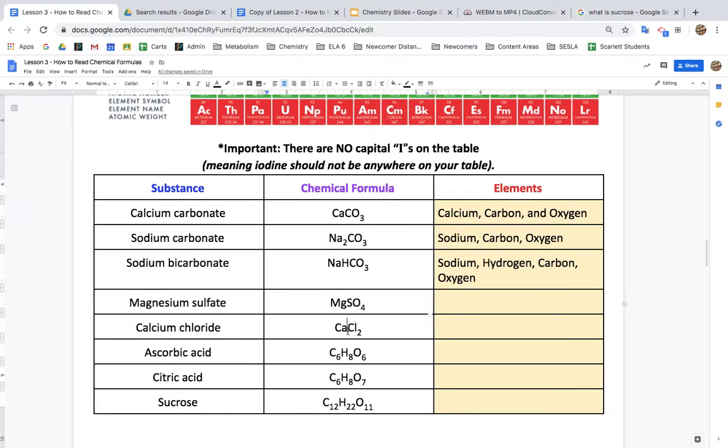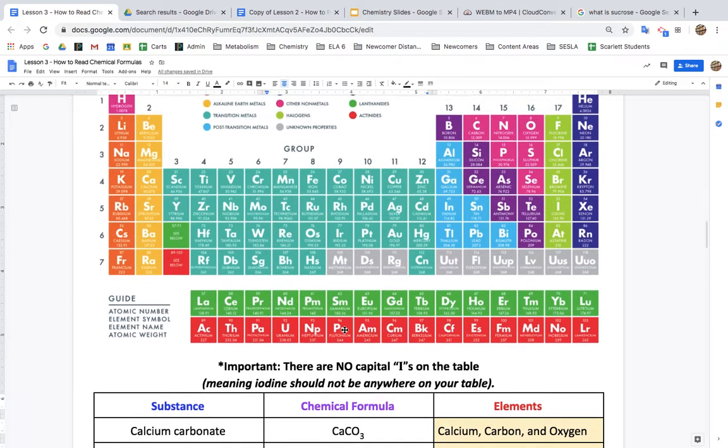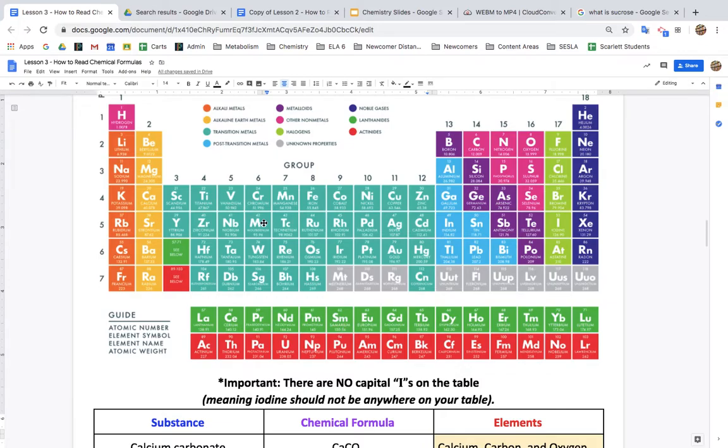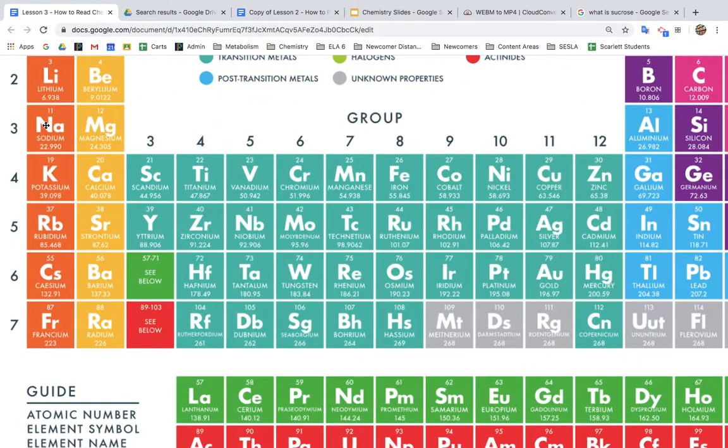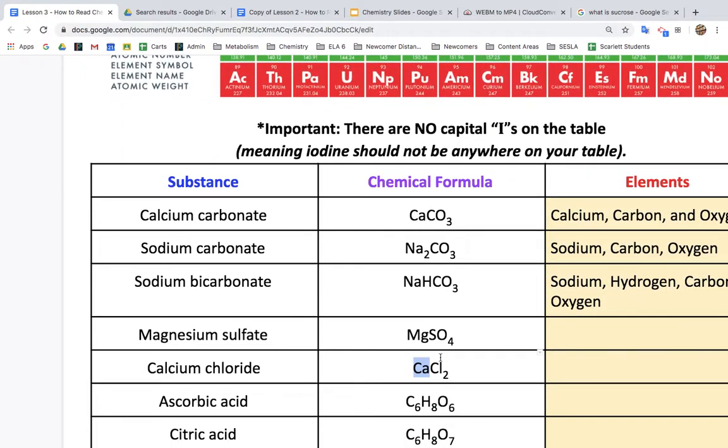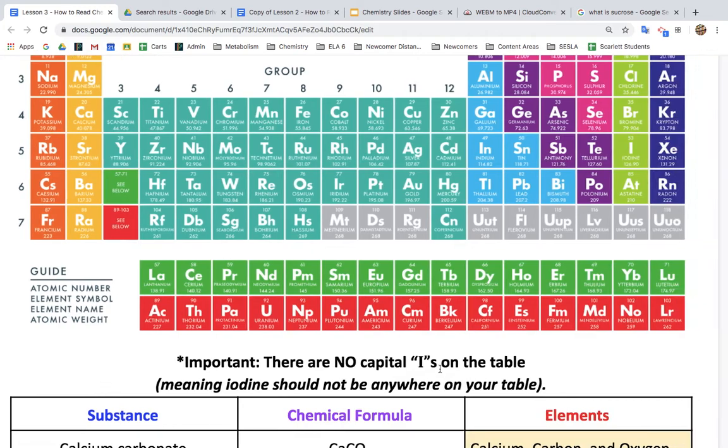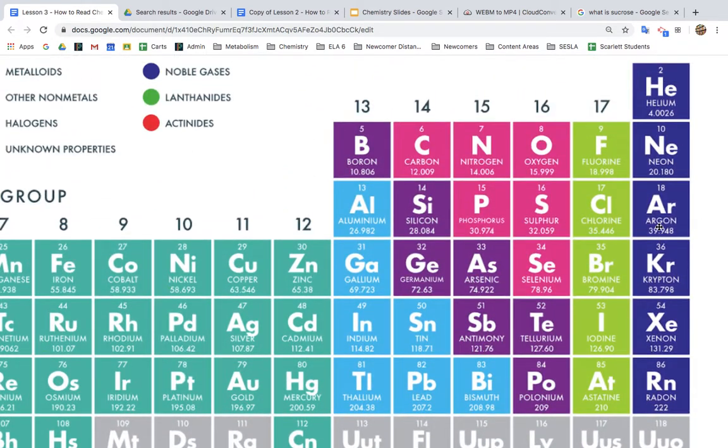Next one, I'm starting with capital C, lowercase a. They're stuck together because capital, lowercase. I'm looking for Ca. I'll give you a hint. It's over here. Find the name for Ca. Next, I have Cl. I know they're stuck together because capital, lowercase. We're looking for Cl. I'll give you a hint. It's over here somewhere.